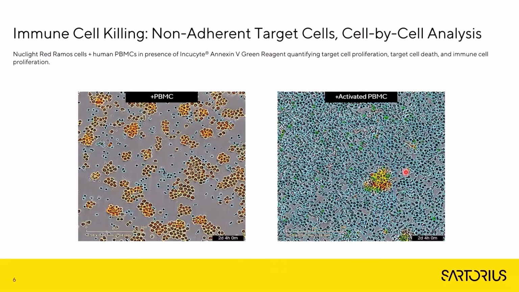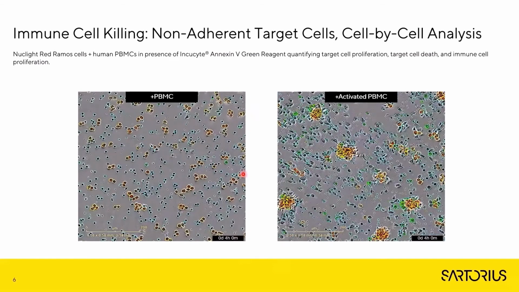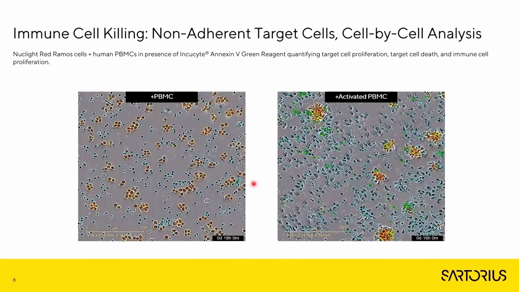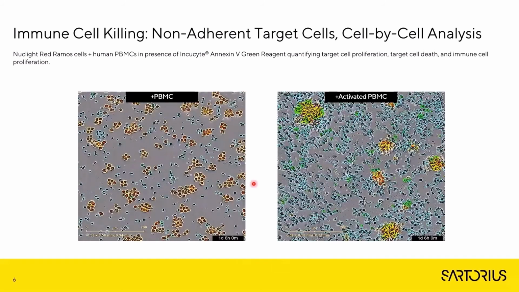We can also assess immune cell killing utilizing live cell imaging and analysis for suspension target cells. And here we can also utilize cell-by-cell analysis on both the targets and the effectors. In this assay, we have Ramos target cells. These are being transduced to express a red nuclear reporter, and they're cultured with PBMCs in the presence of Annexin-5 green. When the PBMCs are non-activated, we see proliferation of the target cells and not much in the way of cell killing.